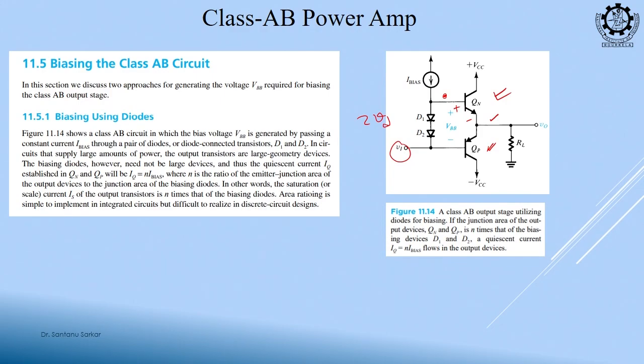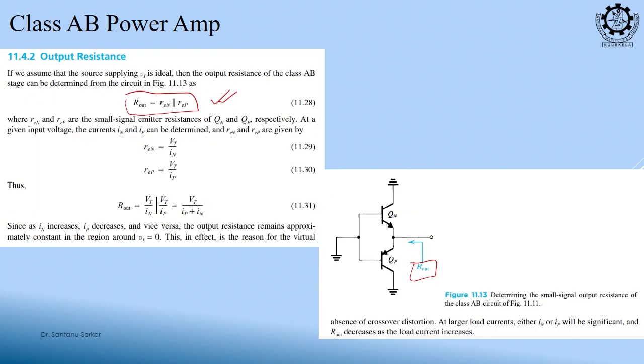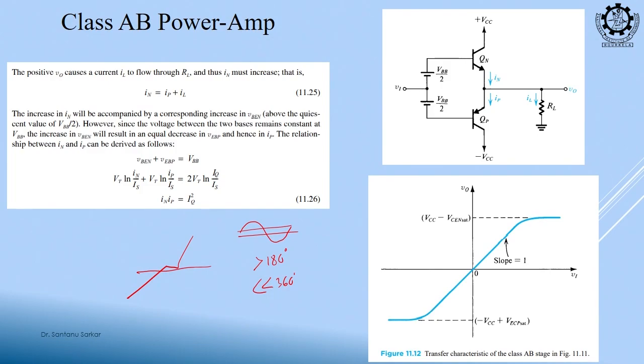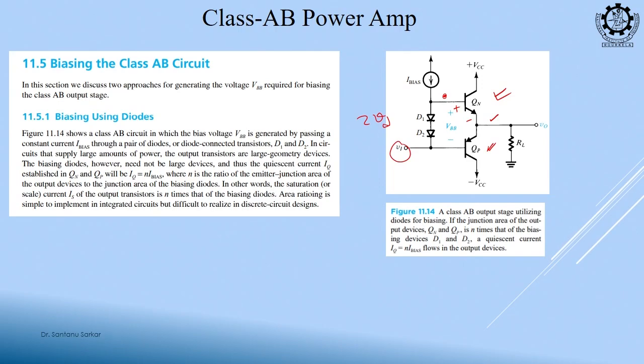So, the idea of having VBB by 2 above and VBB by 2 below Vi is satisfied in the circuit. This emitter node is roughly 1 diode drop above. So, we can say that this will act as a class AB power amplifier. This is the biasing circuit to provide the small DC voltage apart from the AC signal.